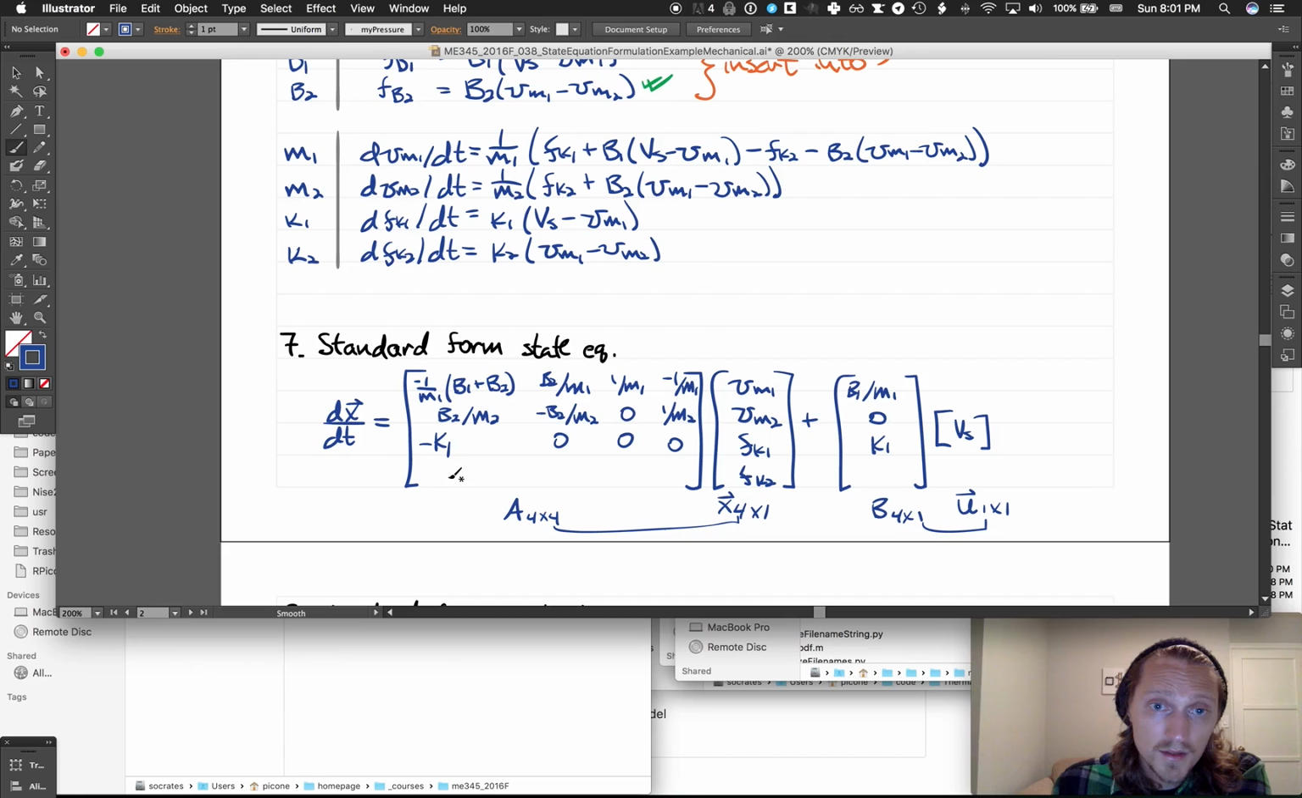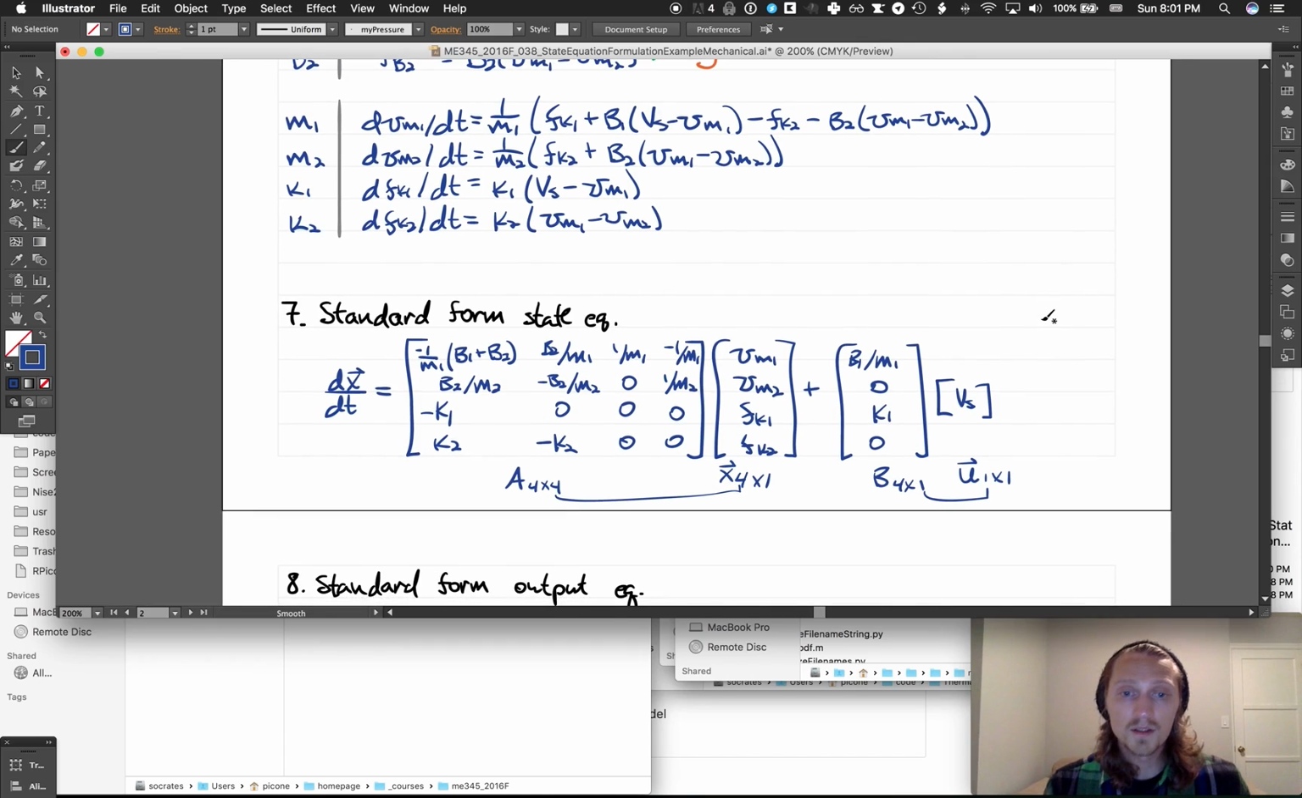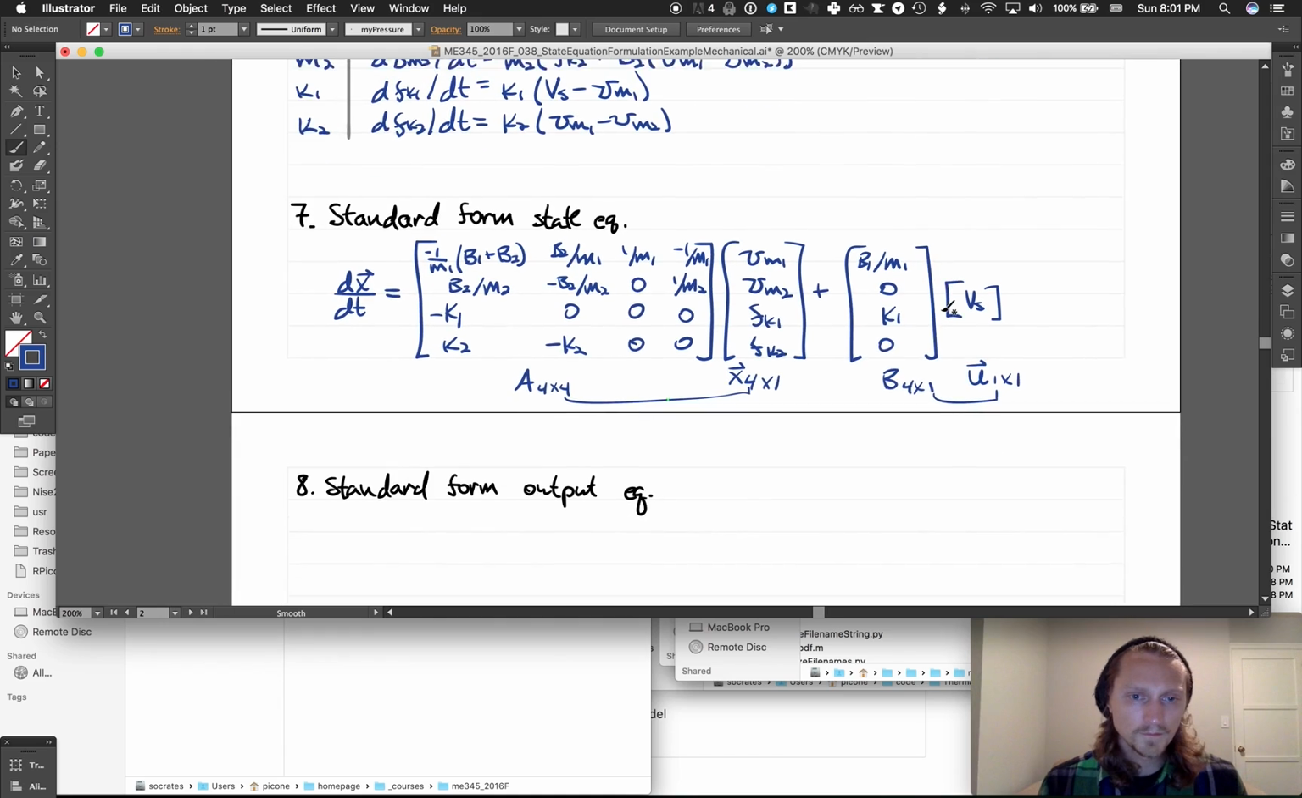Okay, so last equation now. Vm1 has a k2. Vm2 has a negative k2. And then there are no forces in here, and that's equal to, there's no Vs in there, so that is zero. Those are our A and B matrices. So then we're done with the state equation. So the state equation is this.